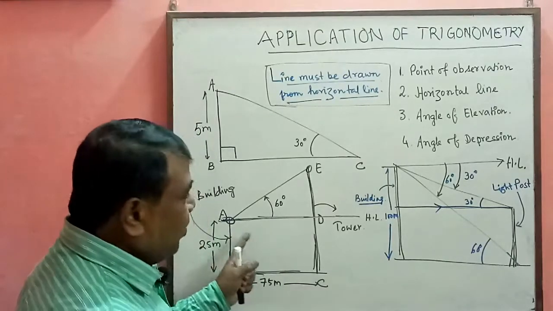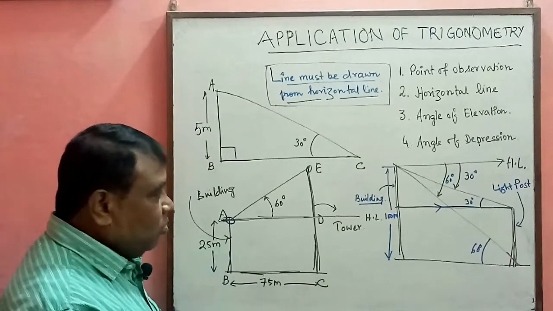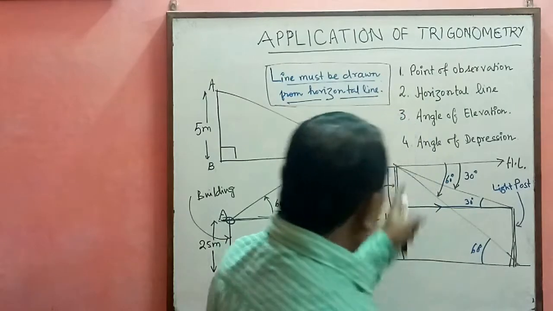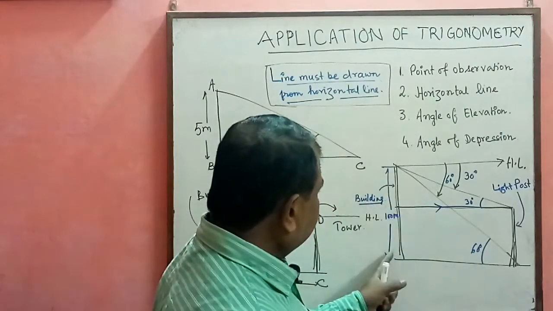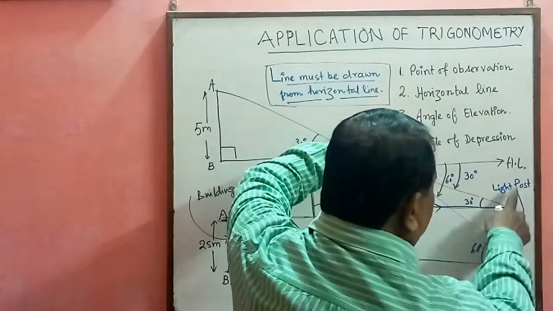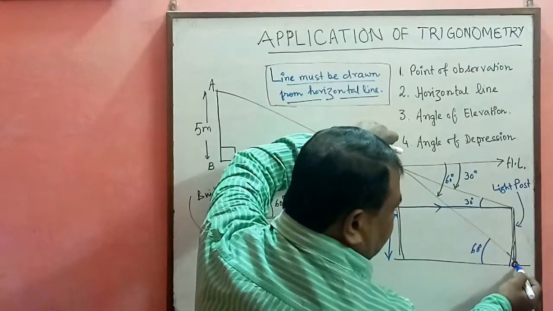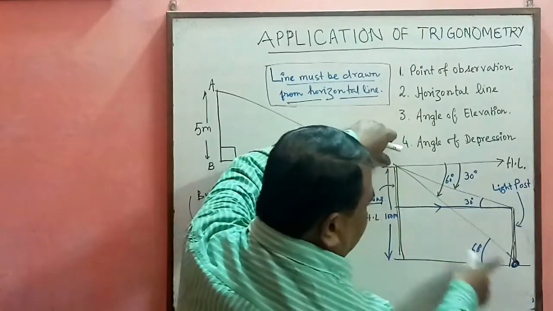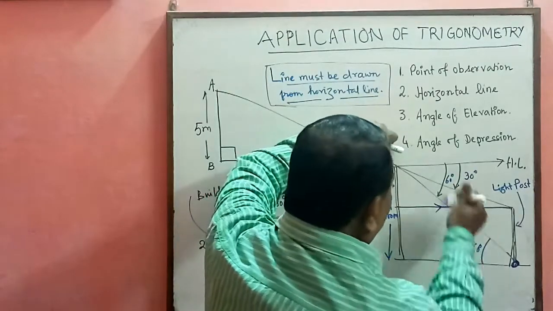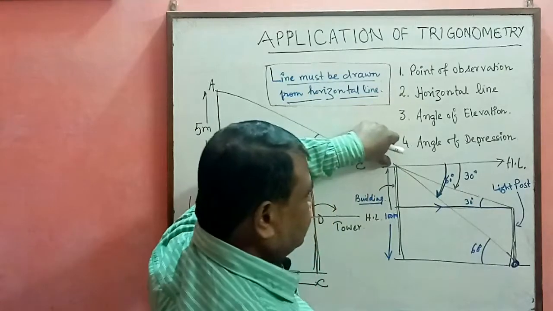If I see any point below it, then I have to take my eyes down. See here, let's take it is a building of 100 meters height. From the top of the building, I am seeing the foot of the light post. This is a light post, let's say, and this is the point, the base. I am seeing the base from here. So taking my eyes down, this angle will be the angle of depression.